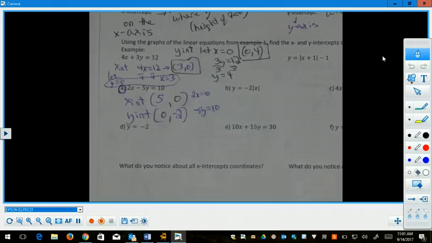Would anyone like to see either one of those worked out? Okay, so those are our x and y intercepts.